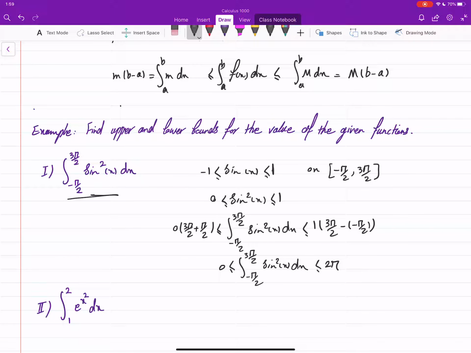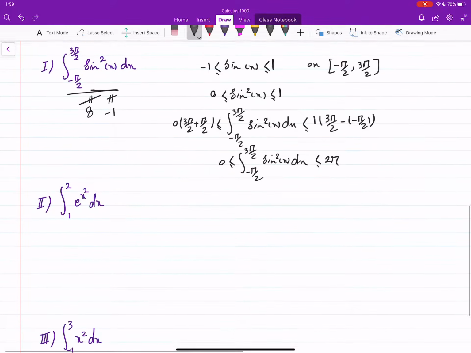I don't know what the exact number is, but I can definitely say that it's not going to be a number like 8. It is between 2 pi, which is 6 point something, and 0. And it's not a negative number. Definitely I can say that. Okay. How about this one?